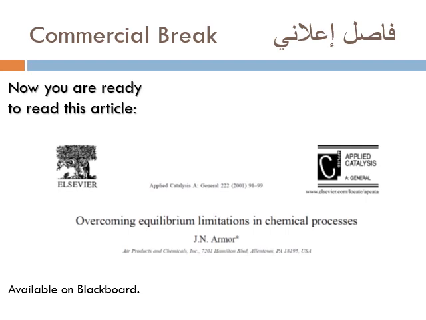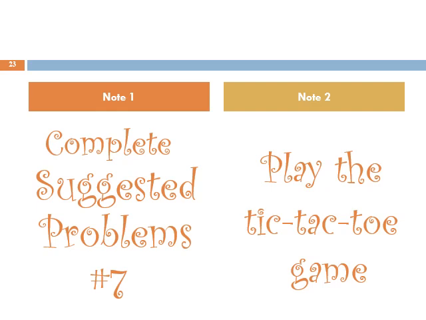Another article, overcoming equilibrium limitation in chemical processes. That's another nice article. So we talked about different ways of overcoming equilibrium limitations, right? When the conversion is limited thermodynamically, what we can do. So please read this article to reinforce your knowledge. Okay, with this we reach the end of chapter 4. Please complete the suggested problem set number 7 and make sure that you play the tic-tac-toe game.